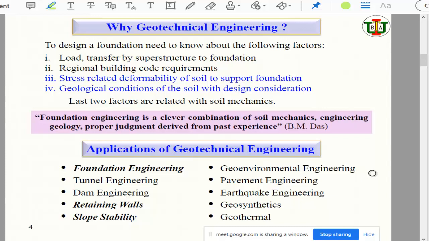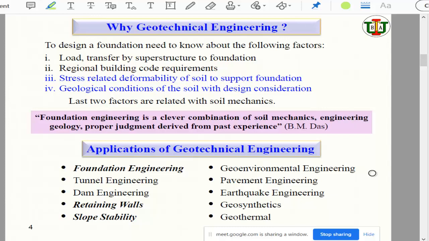And the stress related to the deformability of soil to support foundations. While the structure or building is transferring the load to the foundation and the foundation is transferring the load to the soil, the soil particles need to resist this load, right? Are you getting the concept? So soil particles need to resist the load. That's why some stress is developed there. We know where there is load, there is stress.